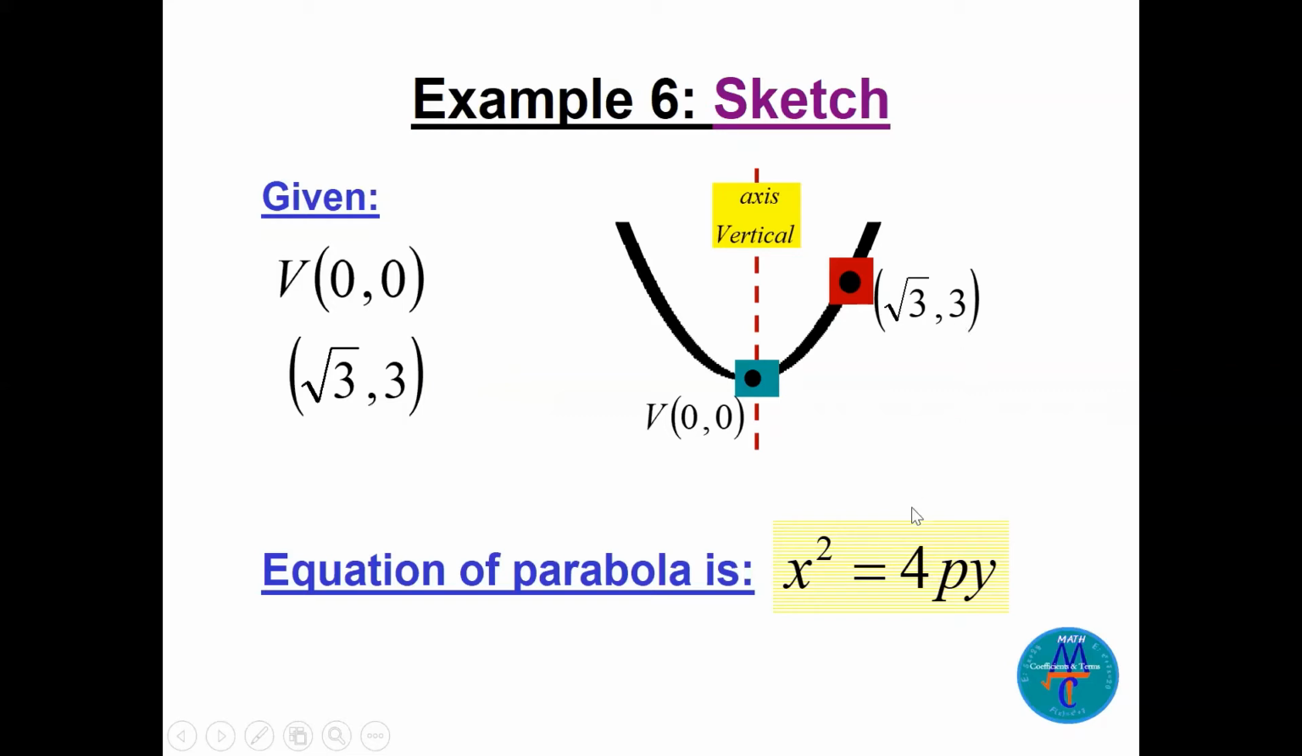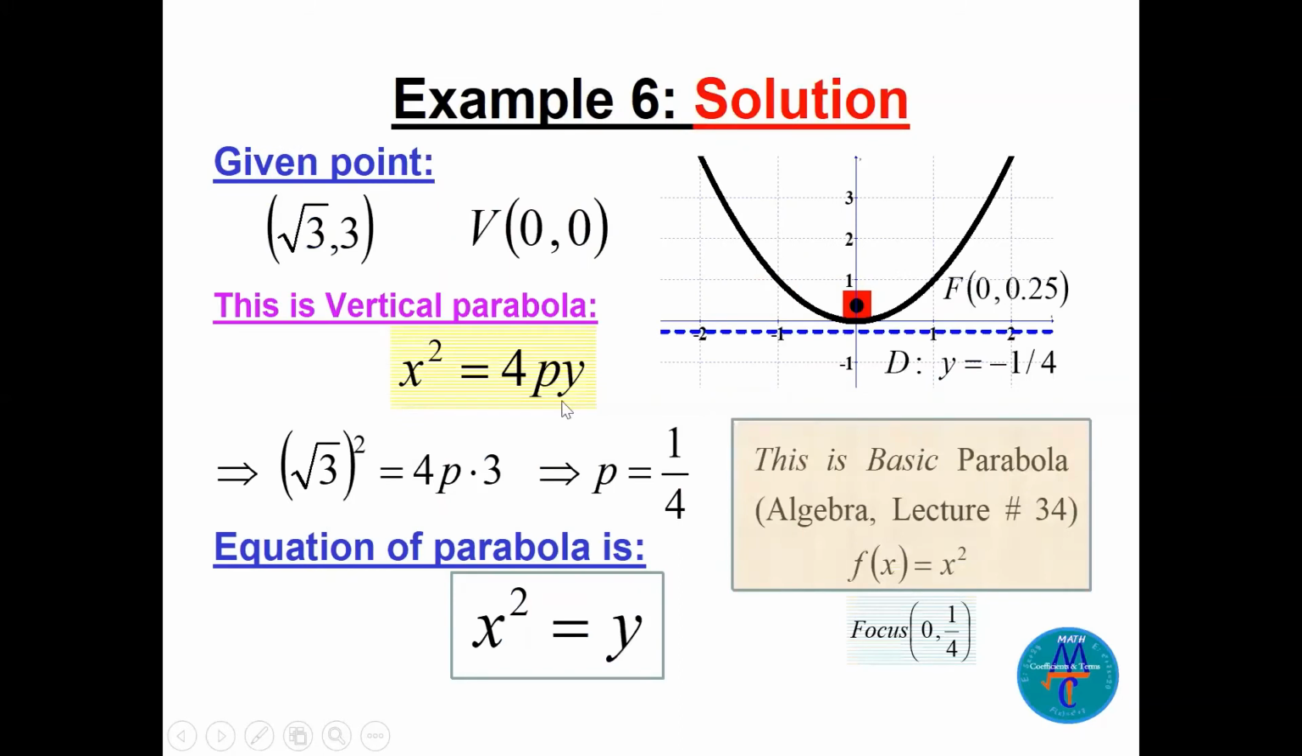Y will be 3, so I replace them here in the equation. I replace the square root of 3 as the x here, and y is the 3. So p will be 1 over 4. So this is the basic function, x squared equals y. We have seen this function in the algebra course, lecture number 34: f of x equals x squared. Now the focus is (0, 1/4). The focus is here, just 0.25 from the vertex.